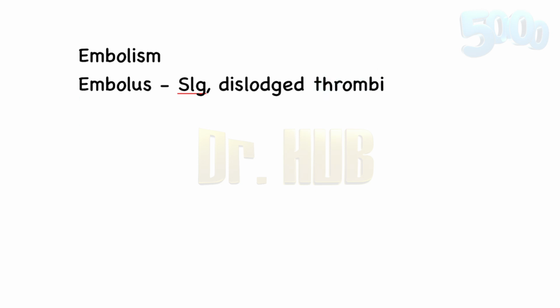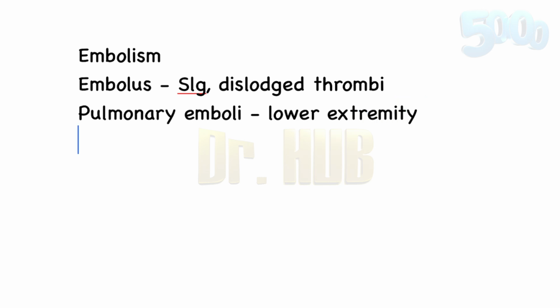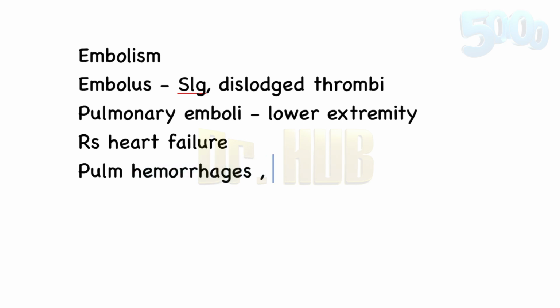And there comes the pulmonary emboli. Pulmonary emboli derive primarily from the lower extremities, and they are deep vein thrombi. Their effects depend on the size of the embolus and the location in which it lodges. Consequently, it may include right-sided heart failure and pulmonary hemorrhages, as well as sudden death.